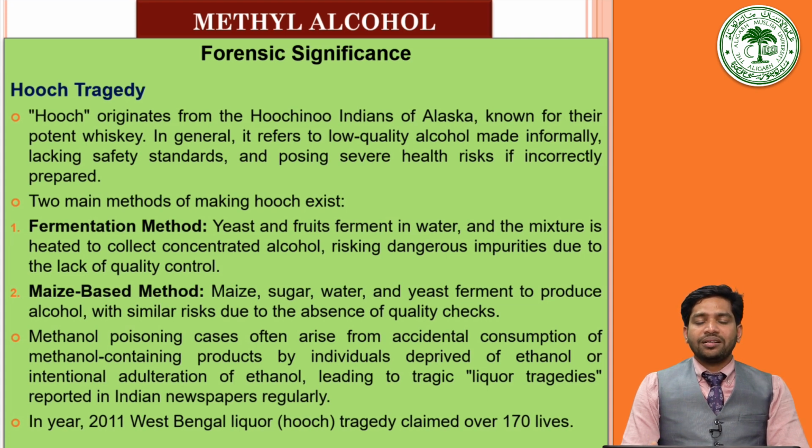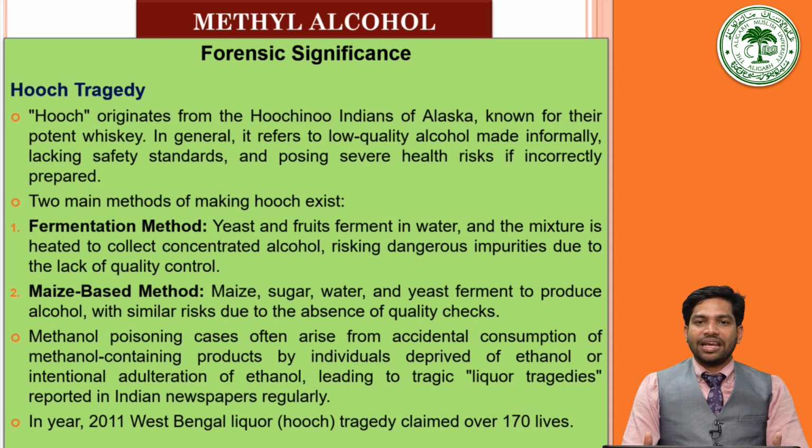In the fermentation method, yeast and fruit ferment in water and the mixture is heated to collect the concentrated alcohol, risking dangerous impurities due to the lack of quality control. In the maize-based method, maize, sugar, water and yeast ferment is used to produce the alcohol, with similar risk due to the absence of quality checks. Methanol poisoning cases often arise from the accidental consumption of methanol-containing products by individuals deprived of ethanol, or the intentional adulteration of ethanol, leading to the tragic liquor tragedies reported in the Indian newspapers regularly.